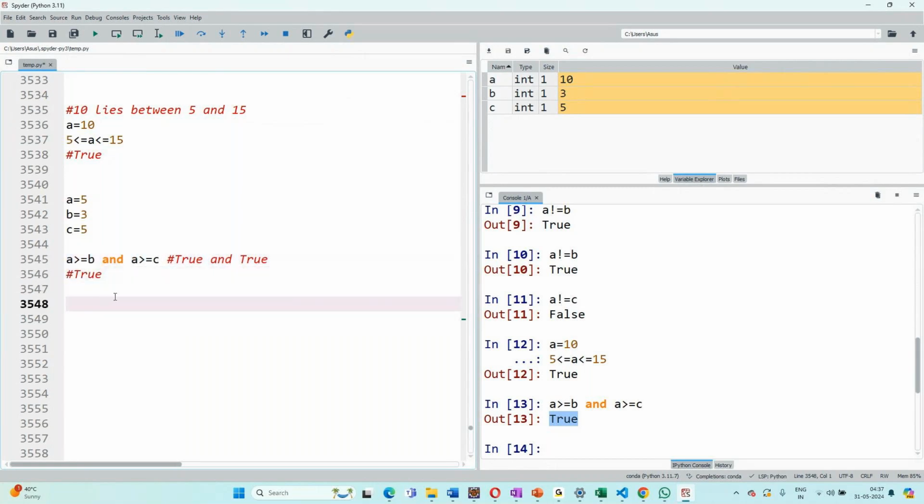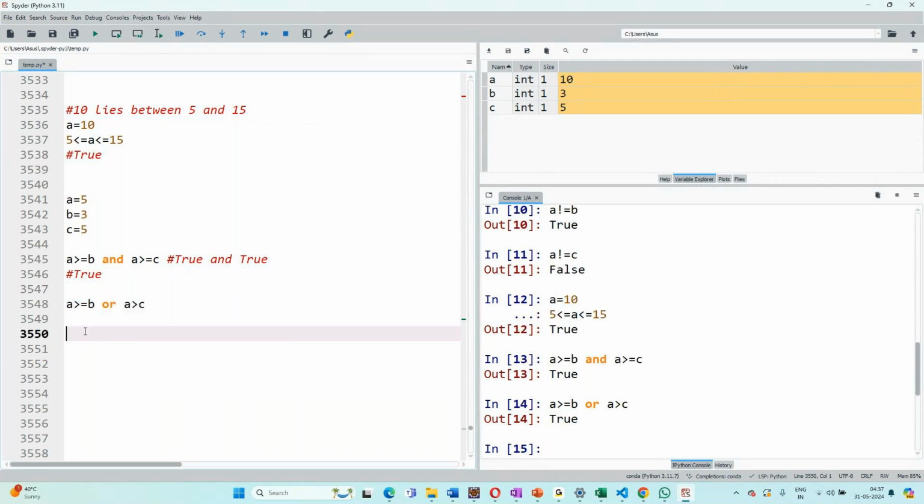Now next, A greater than or equal to B or A greater than C. So here also, if you see, the answer is true. Why is the answer true again here? Because you have true, this is true, and this is false.